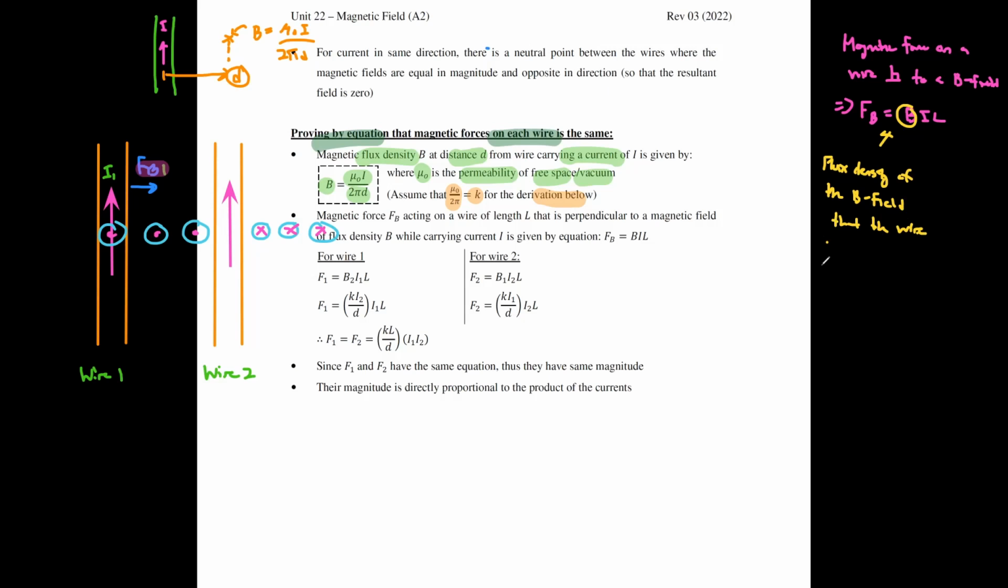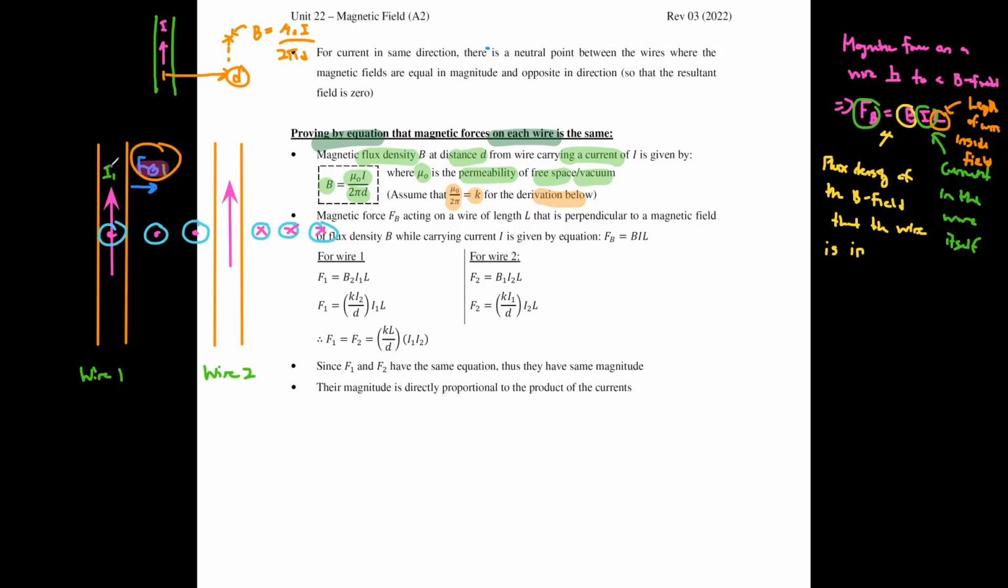Then how about the current I that you have in the equation? This current I in your equation here is the current in the wire itself. Because you're trying to find out the magnetic force acting on a particular wire, that current is actually the current inside that wire itself. And this L here is the length of wire inside the magnetic field.